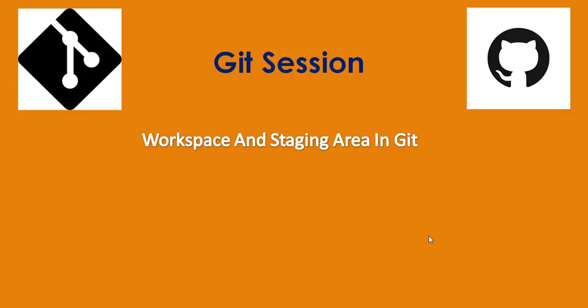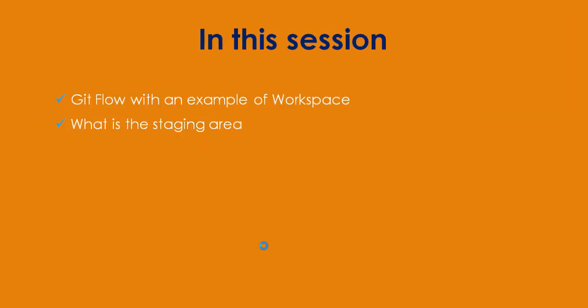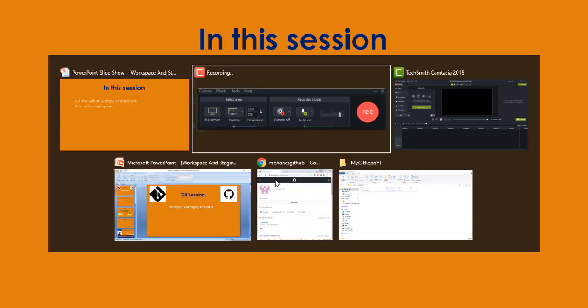Welcome to Coding Knowledge. In this video, I'll describe what is workspace and staging area in Git. So in this video, we'll describe a few points. These are Git flow with an example of workspace and what is the staging area. So before going through this Git flow diagram, I need to create one GitHub repository in my GitHub account.